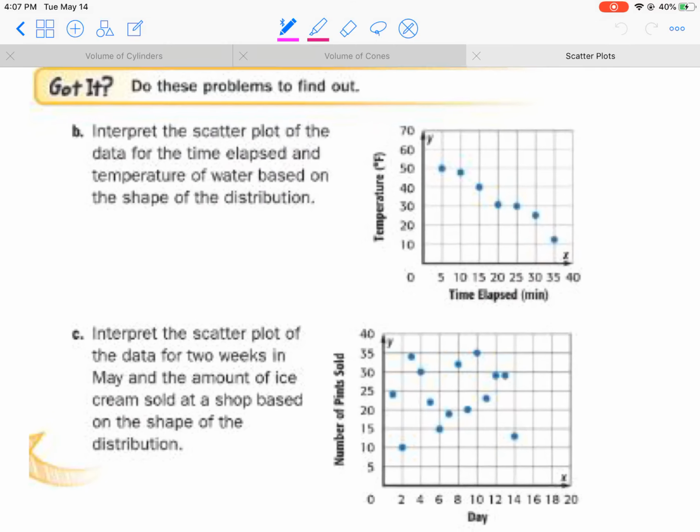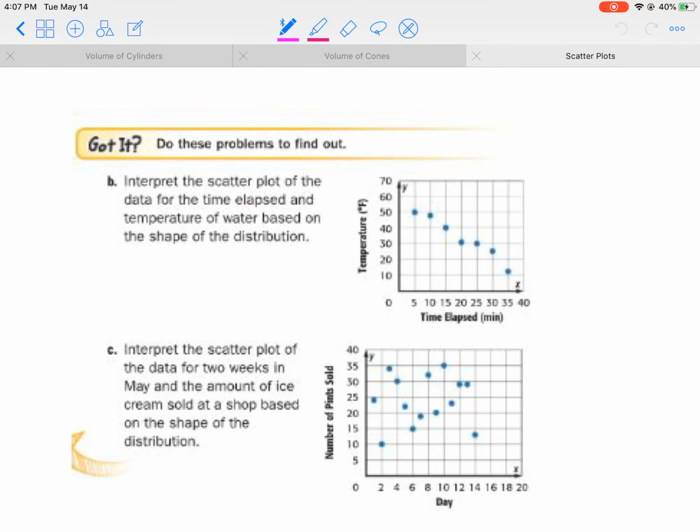Let's take a look at these and have you do these in the note check. Interpret the scatter plot of data for the time elapsed and the temperature of water based on the shape of the distribution. I'm going to be asking you, as the time goes up, does the temperature go up or down? And is it a positive or a negative association? Does it appear to lie close to a line? If it does, the association is linear.